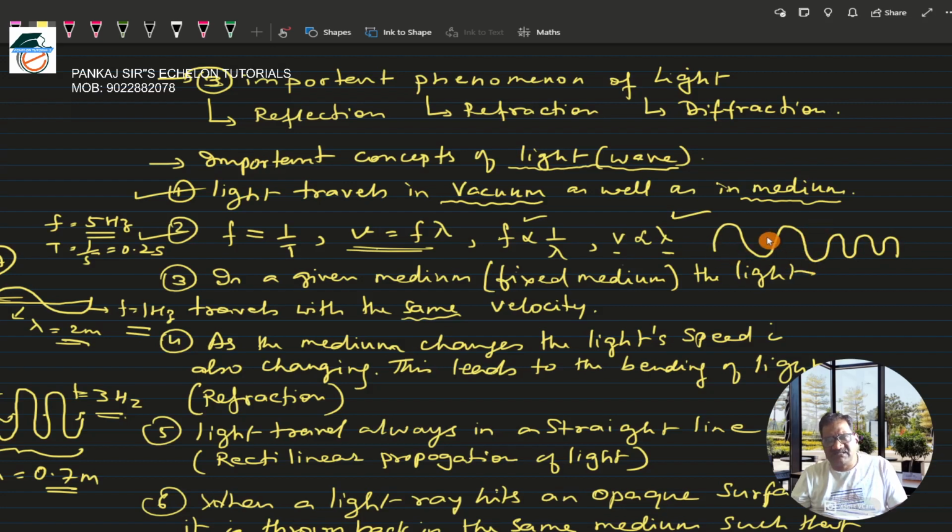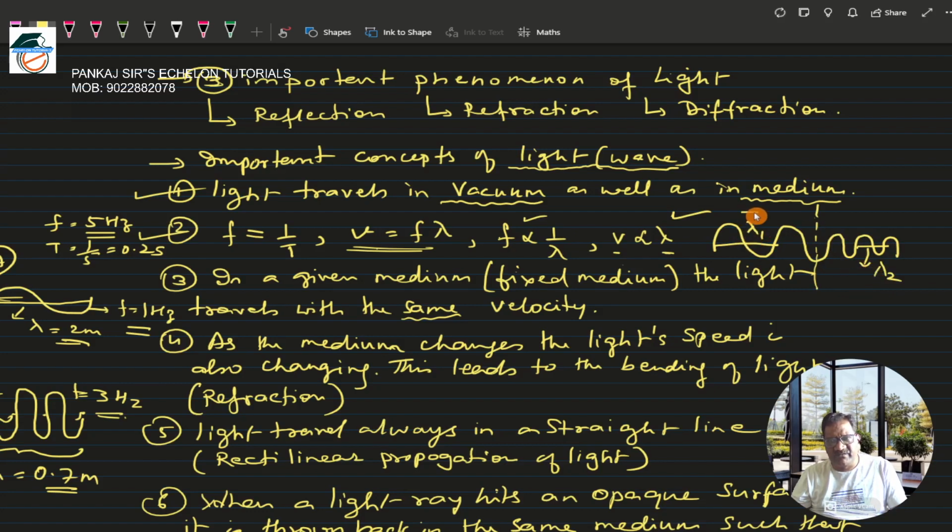Now can you see till here, till this point, the lambda is more. This is your lambda 1. Okay. And here now, this is the lambda 2. Now can you see here the wavelength is more and here the wavelength is less. Now what is happening over here?